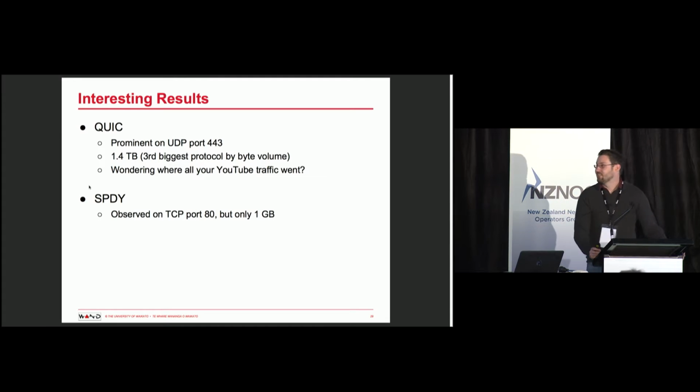So just to sum up some of the more interesting results that we got. QUIC is actually out there. It is big if you are willing to let people do traffic over UDP port 443 for free, and by people I mean Google, then they will do it to you, right? We saw 1.4 terabytes of QUIC in that week. It was the third biggest protocol overall.